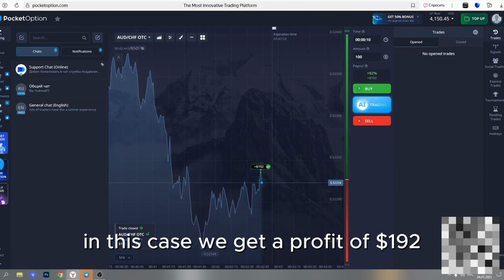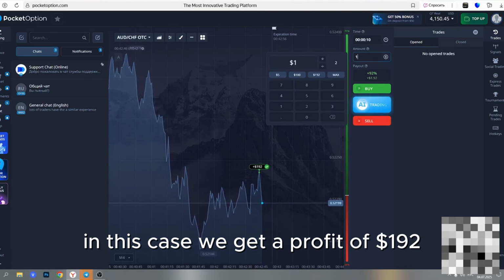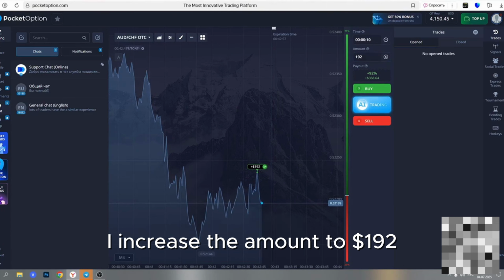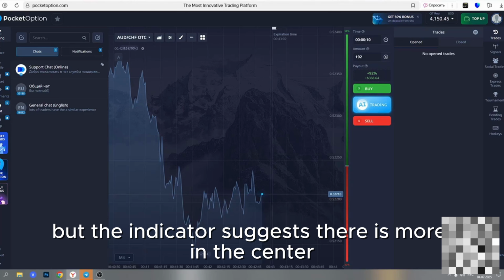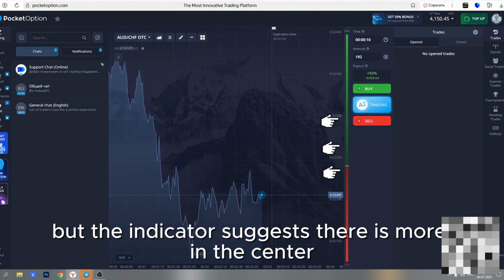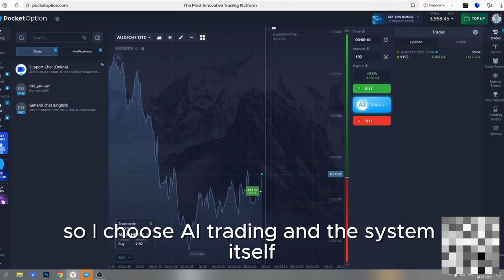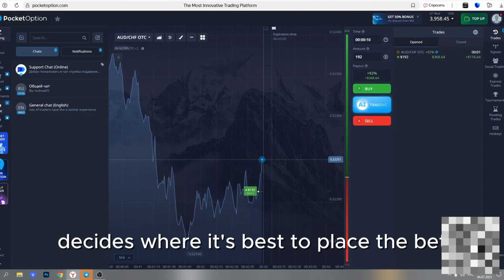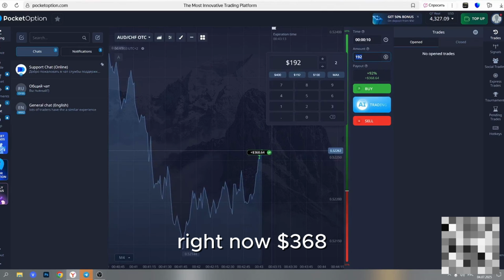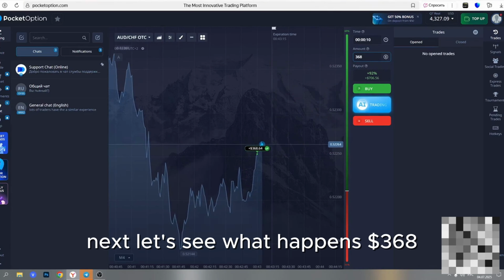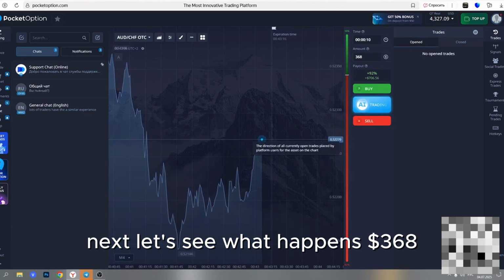In this case, we get a profit of $192. I increase the amount to $192. I watch what happens. Green still dominates, but the indicator suggests there is more in the center. So I choose AI trading, and the system itself decides where it's best to place the bet right now. $368. Next, let's see what happens.